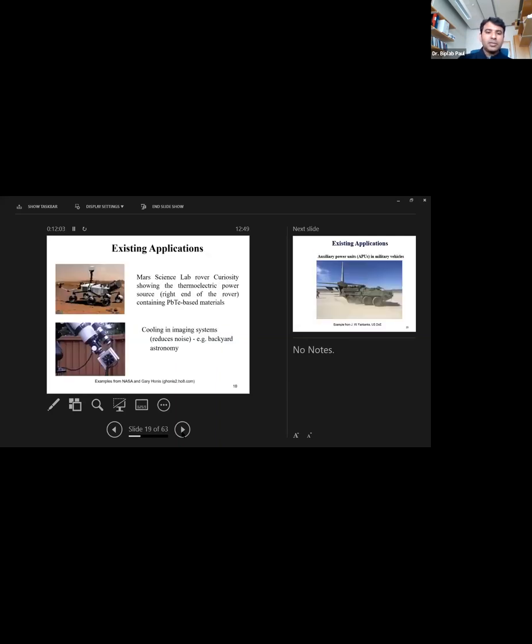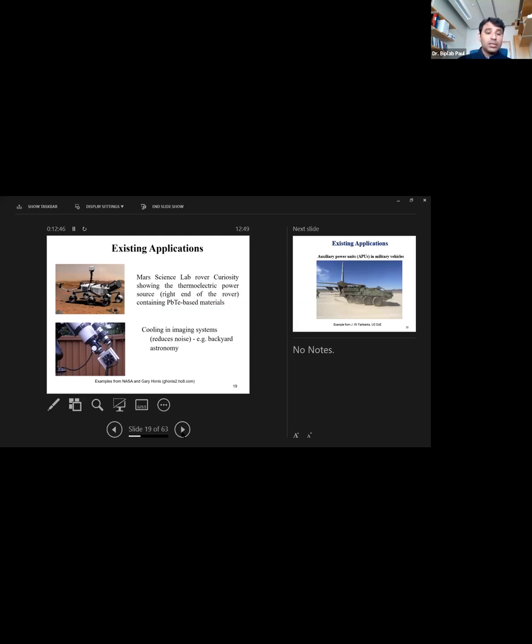Now I'm coming to some existing applications. The most successful use of thermoelectrics is in space applications, where reliability is more important than efficiency. For example, NASA uses them in space missions. The rover Curiosity, sent by NASA to Mars, was powered by a radioisotope thermoelectric generator. What is a radioisotope thermoelectric generator? It has one radioactive core that generates heat, and surrounding it there are many thermoelectric modules that convert core heat into electrical power.